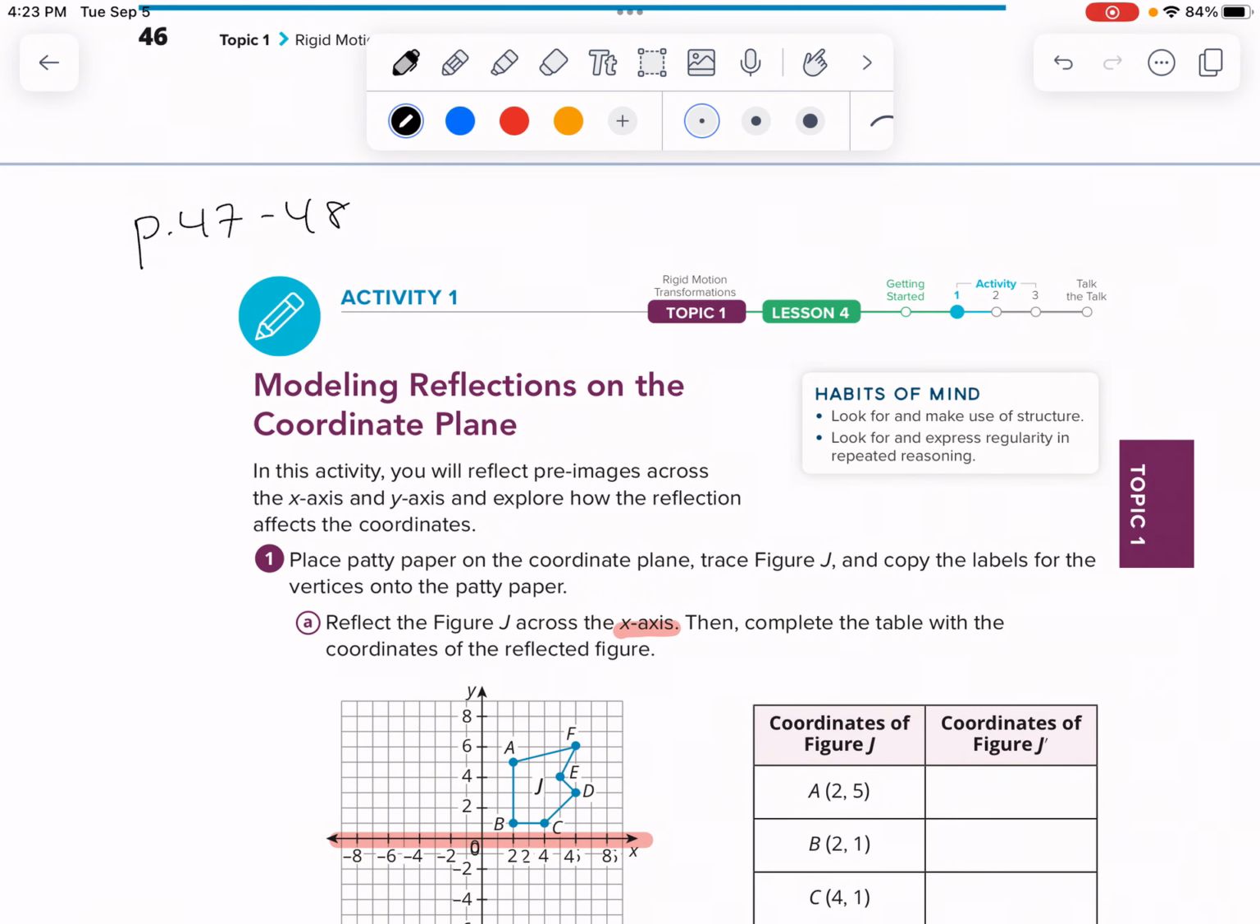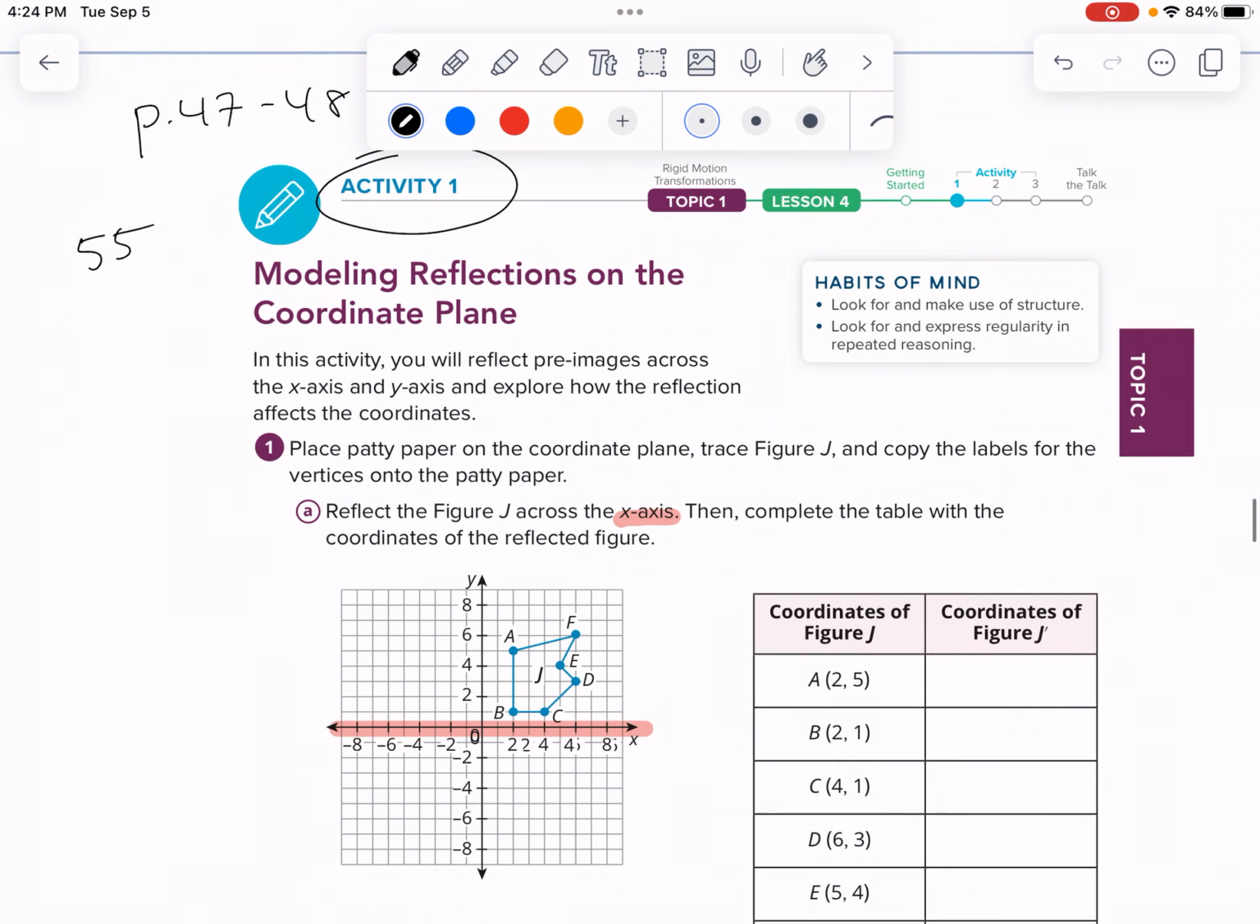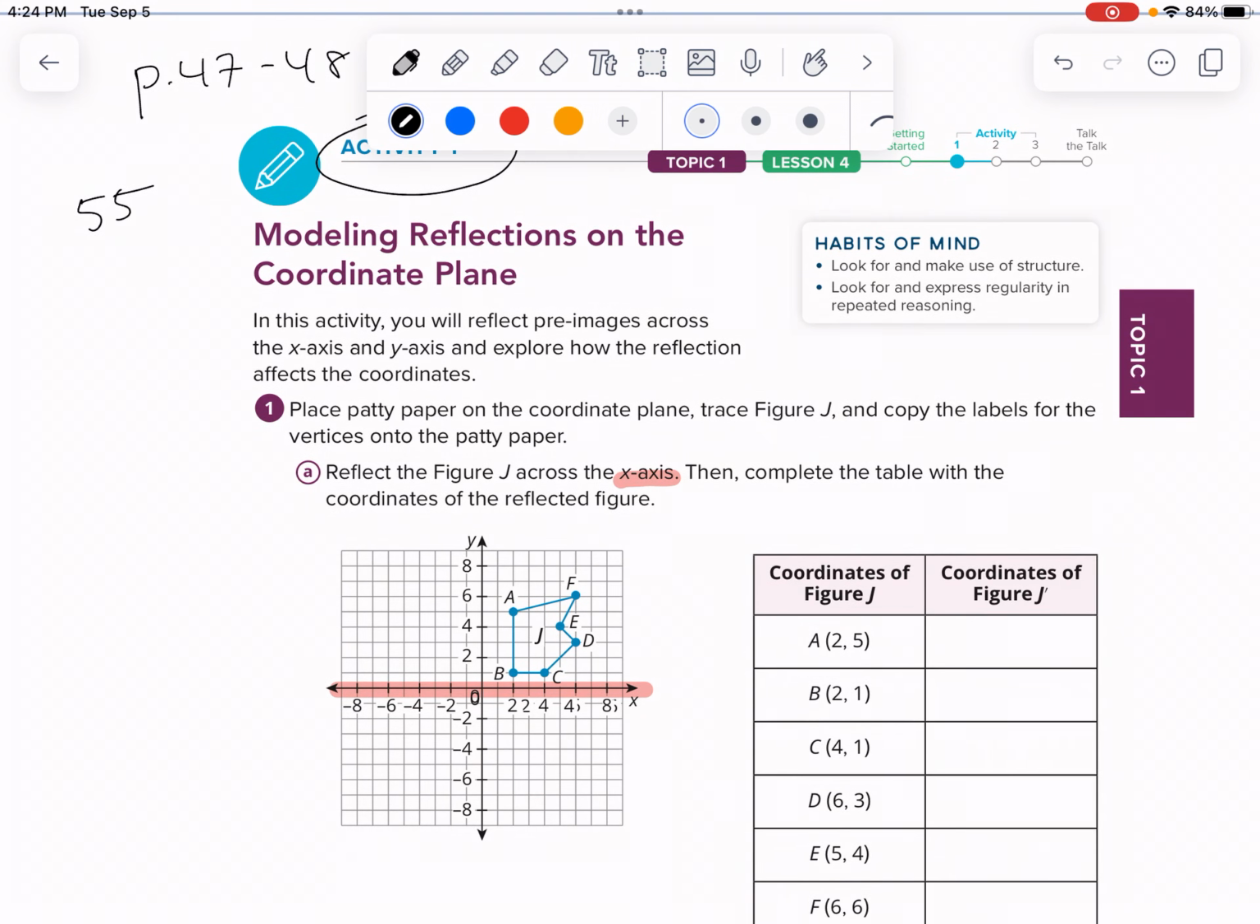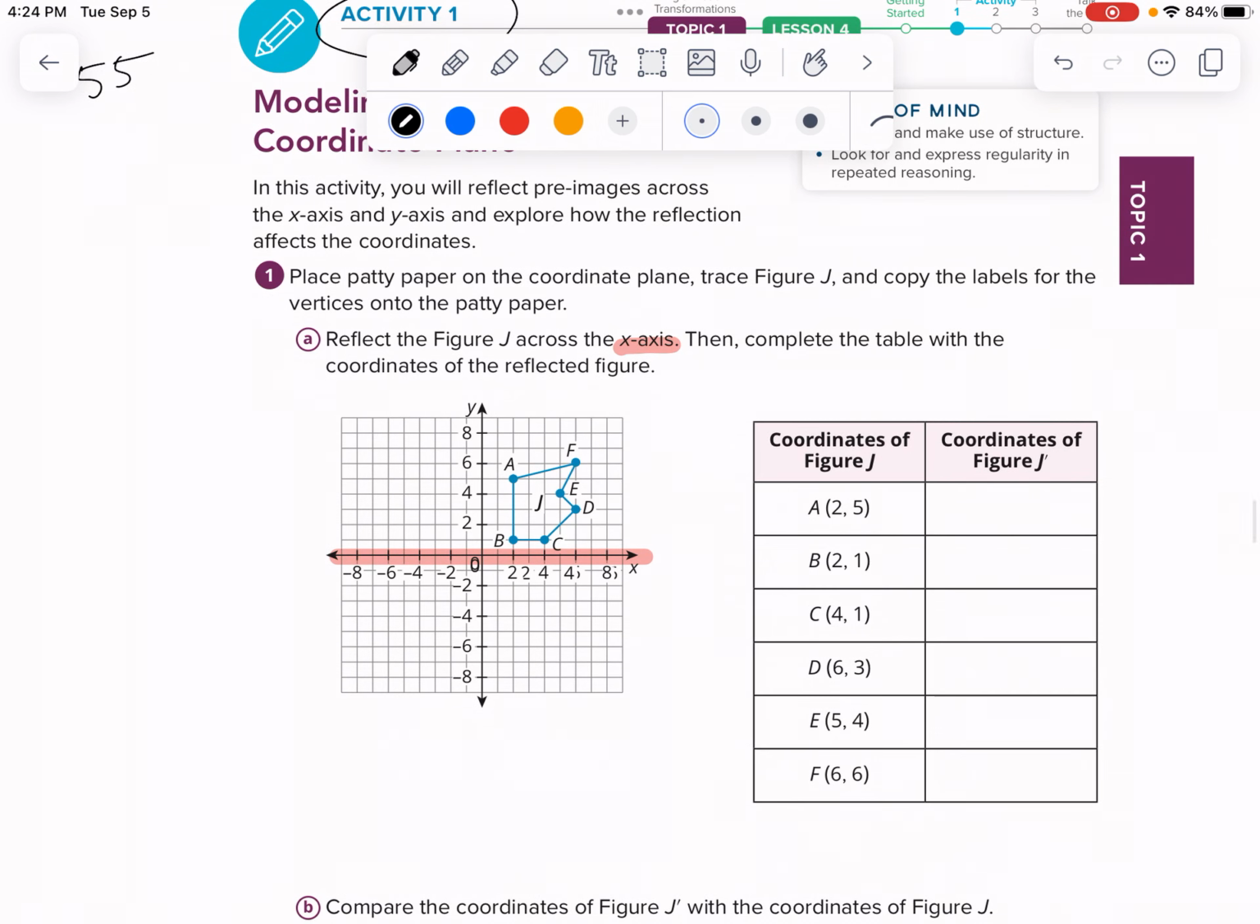All right, in this video, we're going to be going over activity 1 on pages 47 through 48, and then we'll get to our assignment on page 55. So activity 1 says modeling reflections on the coordinate plane. We have already completed the guided notes on reflecting and then analyzing differences when we reflect across the x-axis and y-axis.